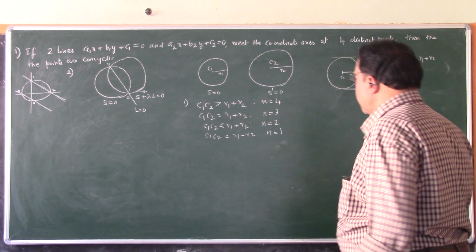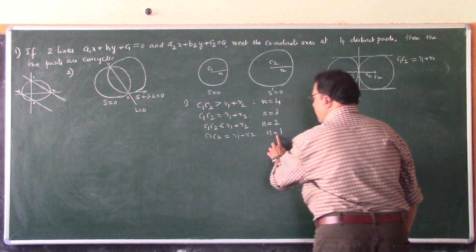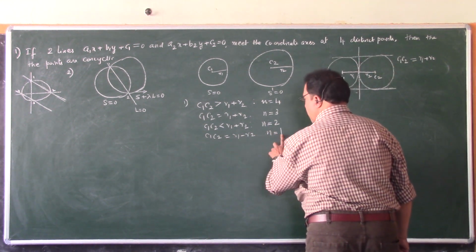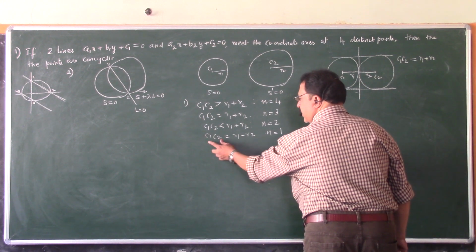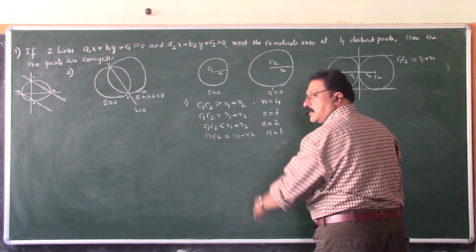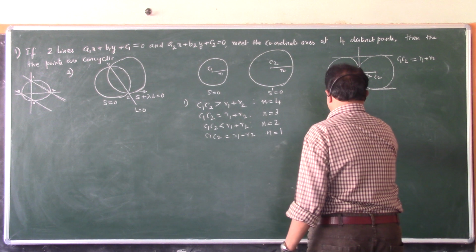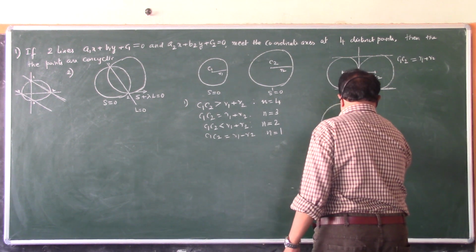Okay. Now let me investigate the situation where there is only one common tangent. For only one common tangent, what should be the condition? The distance between the centers should be equal to the difference in the radii. That is possible if circles touch internally.